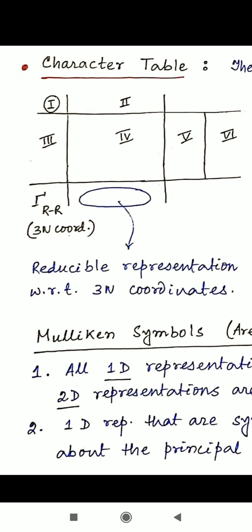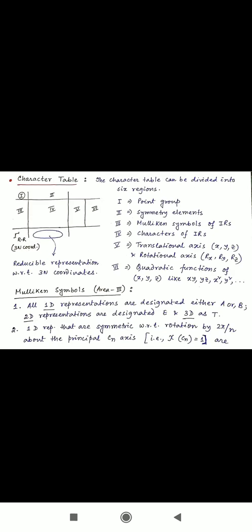And below, we make a circle here, and I have written that these are the reducible representation with respect to the 3n coordinates. So with respect to the 3n coordinates, we have to write the reducible representations. Then I have discussed the Mulliken symbols. Next I am going to the C2V character table. I have already discussed these things.